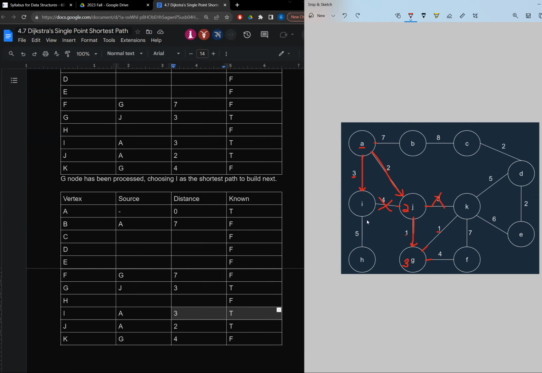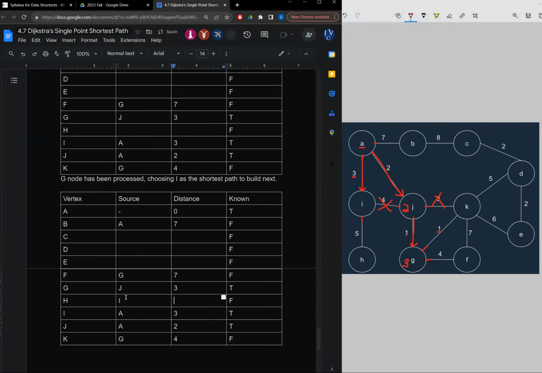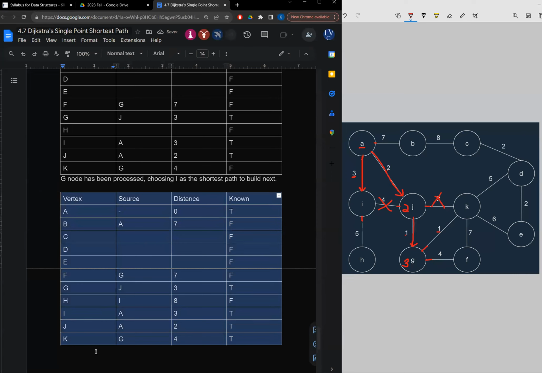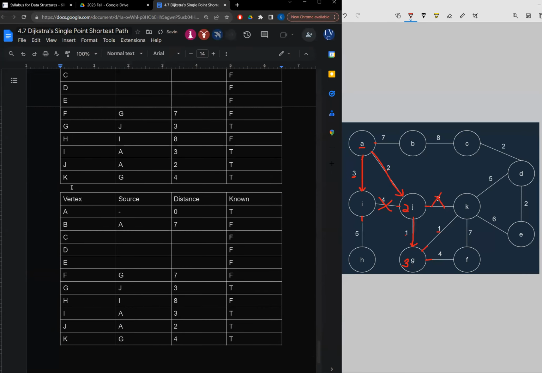Okay, so we're now processing the I node, right? So looking at edges coming out of I. Edge in has already been processed. Edge to J has already been processed. We have one new edge to H, and no one else can get to H. So the data we have here is going to be a replacement of no possible path, or an improvement over no possible path, rather. And that's all the data we can add to our table there, right? So we got 7, 7, 8, and 4. So our 4 path is the shortest path we can build at this point.